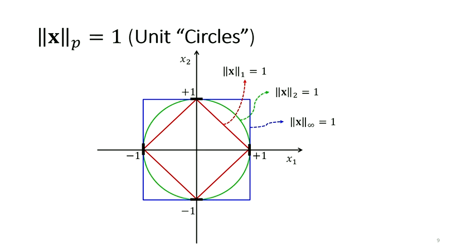Okay, so these are all unit circles. This red diamond, the blue square, they're all unit circles depending on how we define the norm. So this green circle, what's the radius of this? Every point on this green circle is at a distance of 1 from the origin using L2 norms. If you take any vector from the origin and connect to anything on the circumference here, then the L2 norm of that vector would be equal to 1.